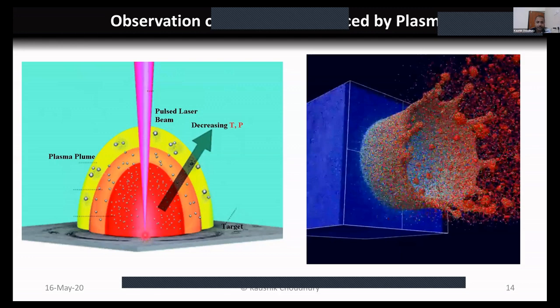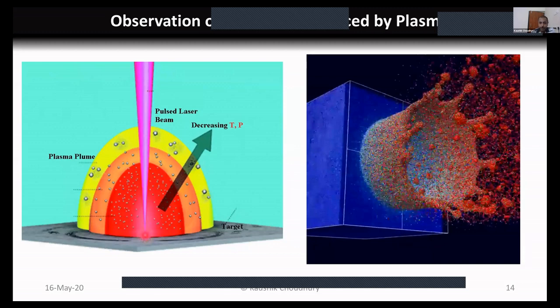The point at which the laser is striking, if I try to quantify, suppose the temperature is 1 electron volt, which means a temperature of 11,000 Kelvin. So imagine at a point on the surface, the temperature suddenly becomes 11,000 Kelvin, or maybe it's 2 electron volt, so it's 22,000 Kelvin.